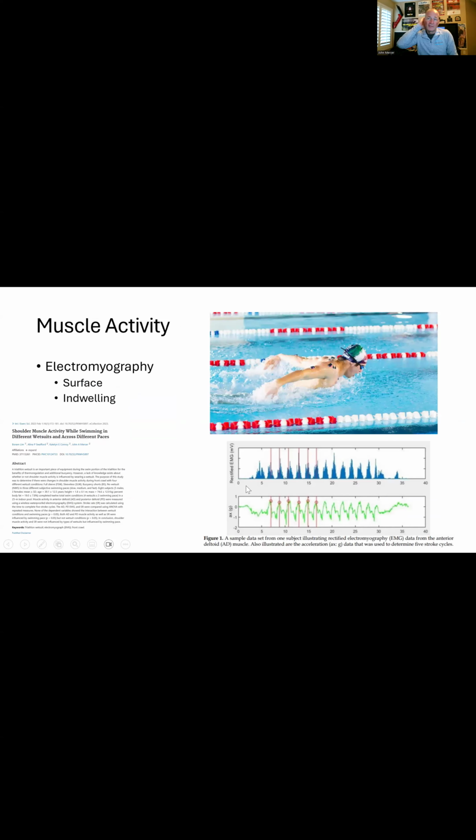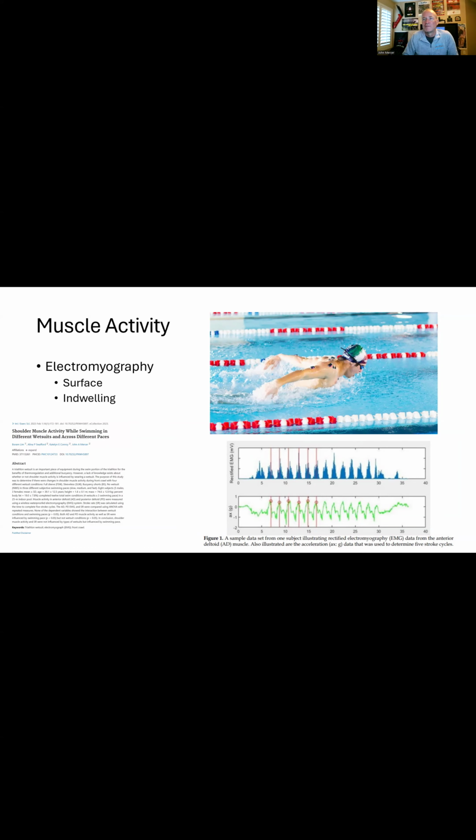Muscle activity, I'll just include this. It's sort of a blend of physiology and biomechanics, falling into motor control, motor coordination. And we use electromyography. Electromyography is just like an EKG, electrocardiograph, or EEG, electroencephalograph, where that's electrical activity of the brain, electrical activity of the heart. In this case, it's electrical activity of the muscle.